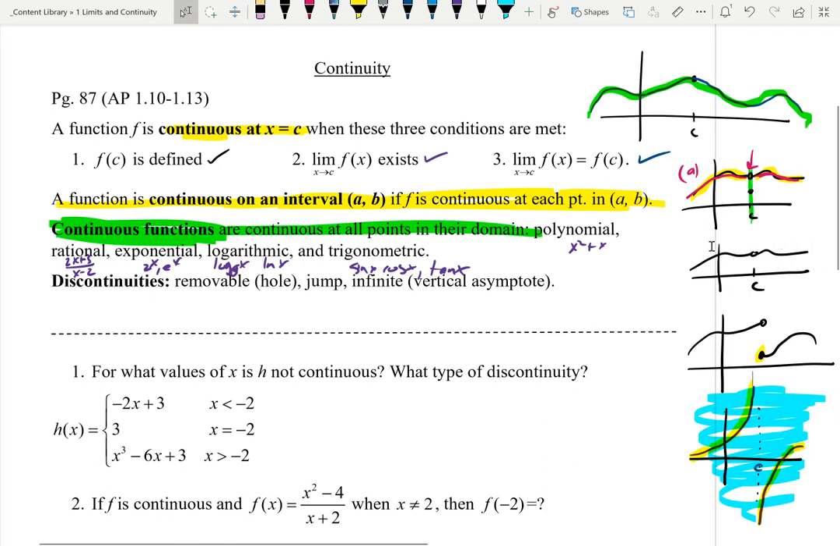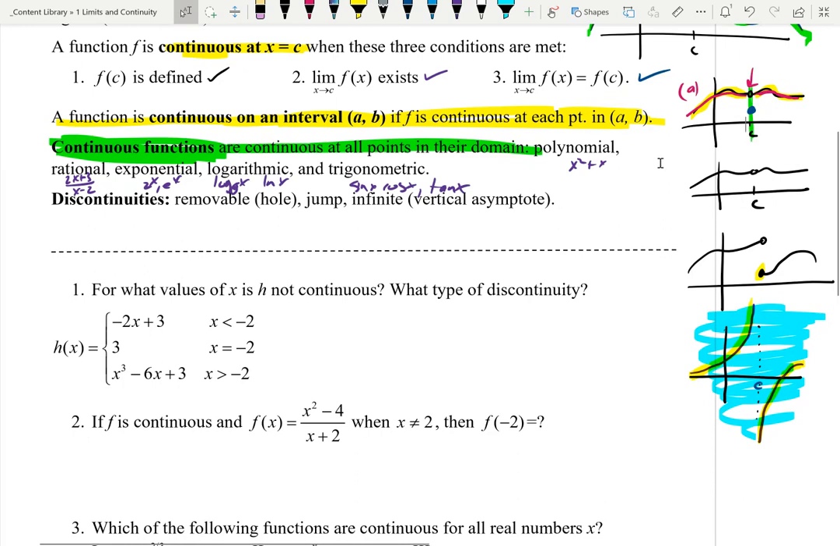This graph right here has a discontinuity at a point, but it is actually considered to be a continuous function because at the place where it has a discontinuity, there isn't another point. Unlike this one, the difference being that I can isolate this point right here. That is a point that is discontinuous from the rest of the graph. Therefore, this is not considered to be a continuous function.